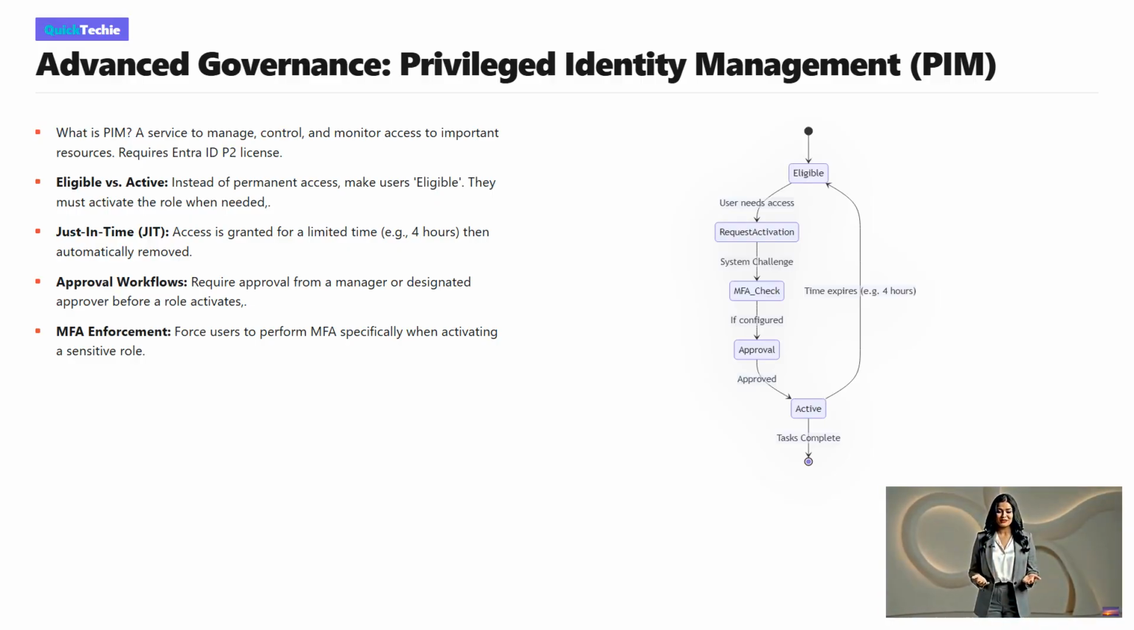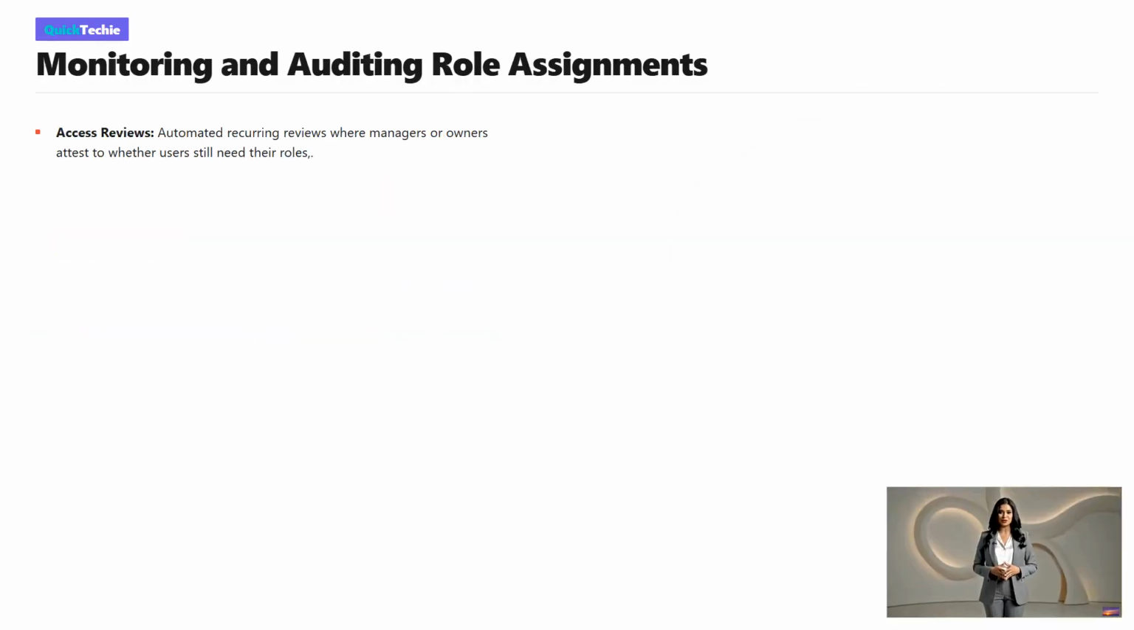Let's trace the PIM lifecycle. The user starts in the eligible state. They have no standing access. They request activation. The system forces an MFA check. If passed, and if the role requires it, it goes to approval by a manager. Once approved, the user becomes active and has the permissions they need. Crucially, once the time expires, say after 4 hours, the user automatically reverts to eligible, removing the risk of standing privileges.